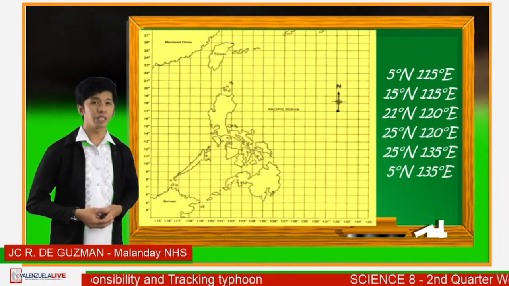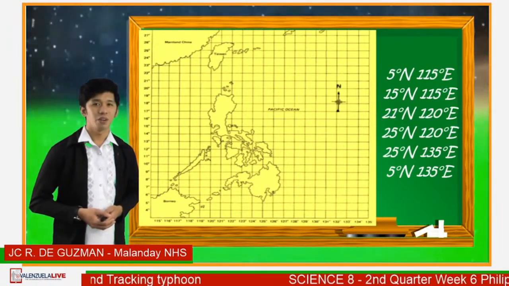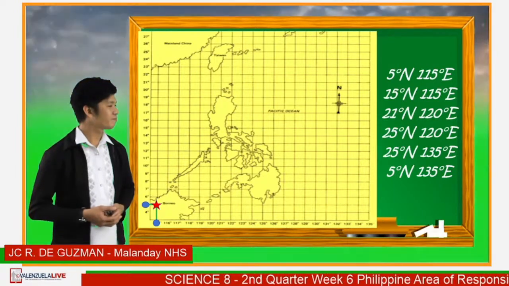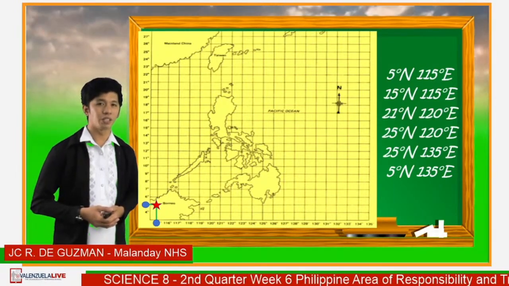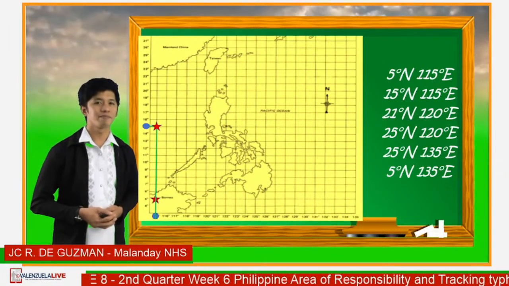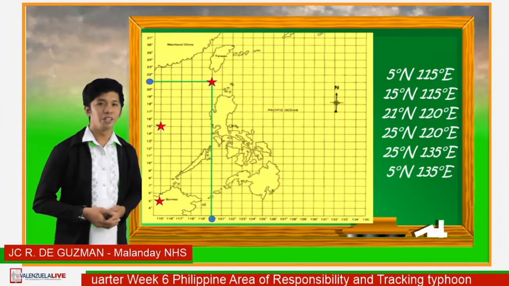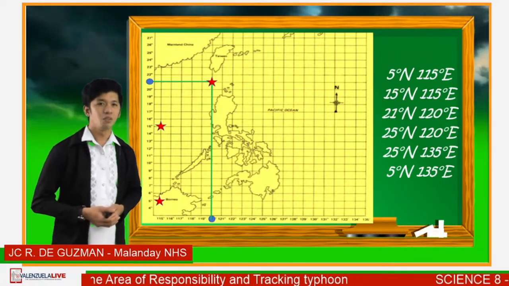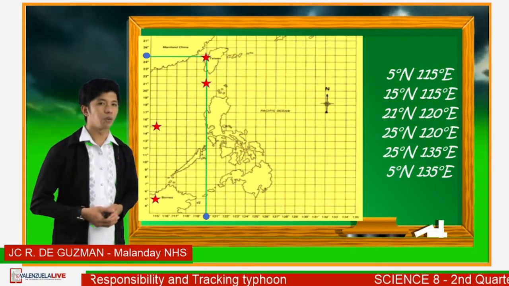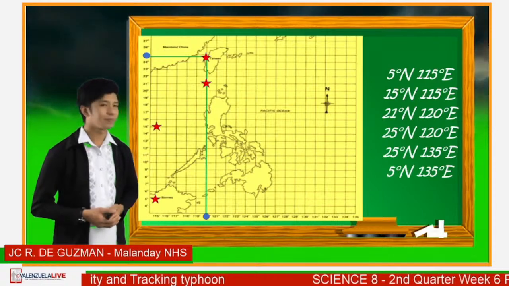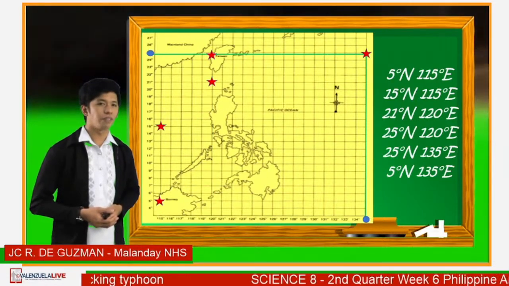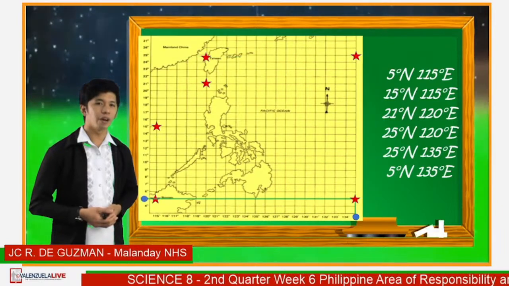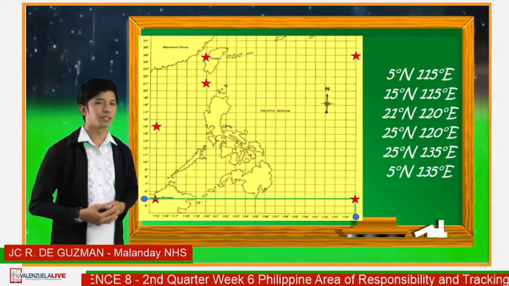Let us now plot these coordinates according to their respective places. First, we have 5 degrees north, 115 degrees east. Second, we have 15 degrees north, 115 degrees east. Third, 21 degrees north and 120 degrees east. Fourth coordinate, 25 degrees north, 120 degrees east. Fifth coordinate, we have 25 degrees north, 135 degrees east. And last coordinate, we have 5 degrees north, 135 degrees east.